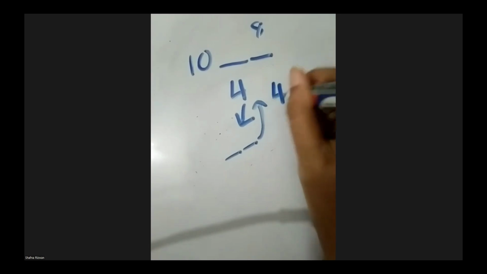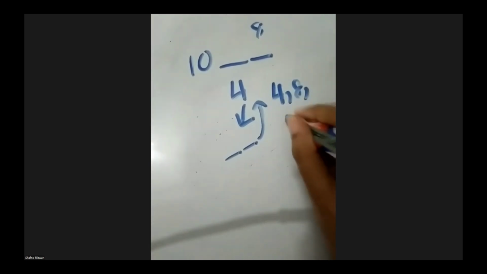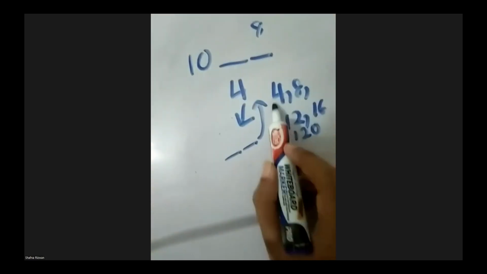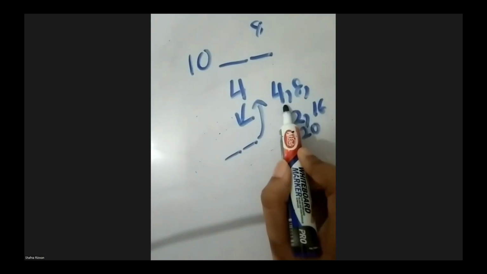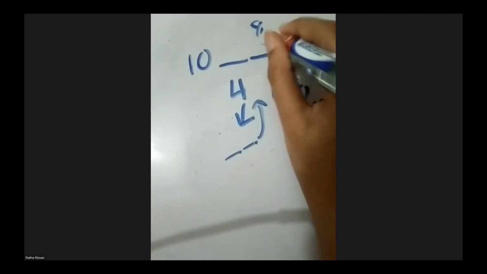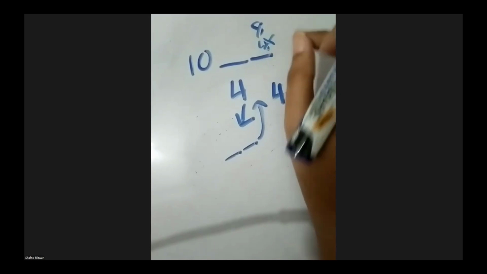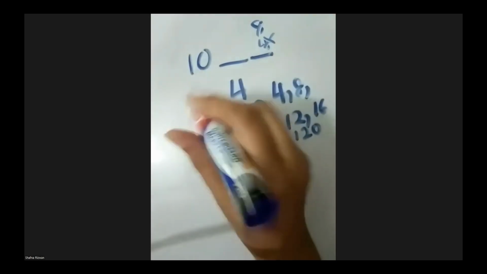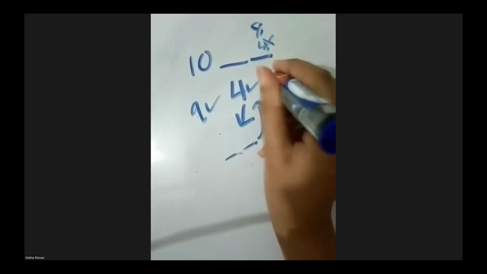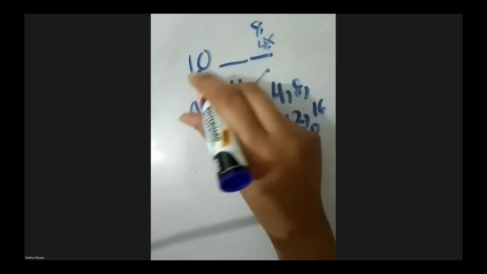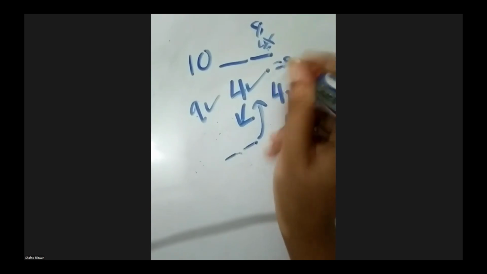So what are the numbers divisible by 4? You can take 4, 8, 12, 16, 20, like that you can get many numbers. These are the numbers which are divisible, so the last two digits can be numbers like this. Then can I write 4 here? No, I can't write 4 here because this number should be divisible by 9 also. If I take 4 here, 4 plus 1 becomes how much? 5. Am I getting 9? No. So I can't take 4.